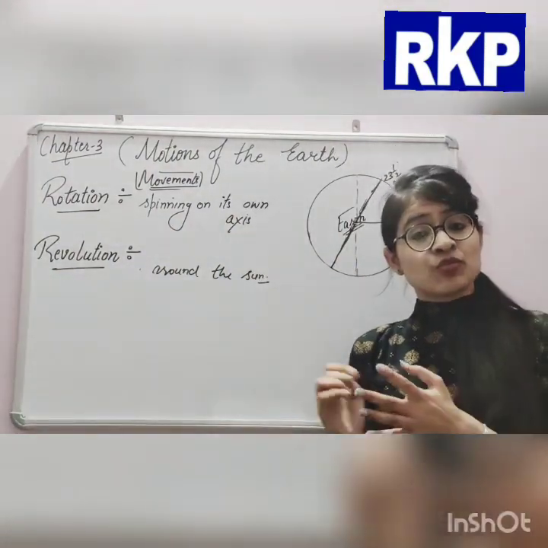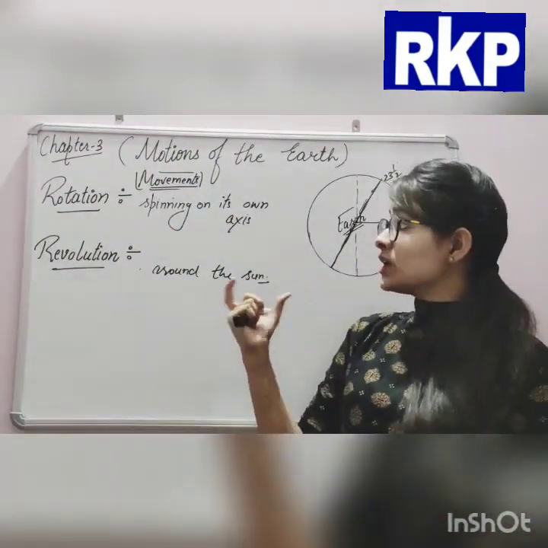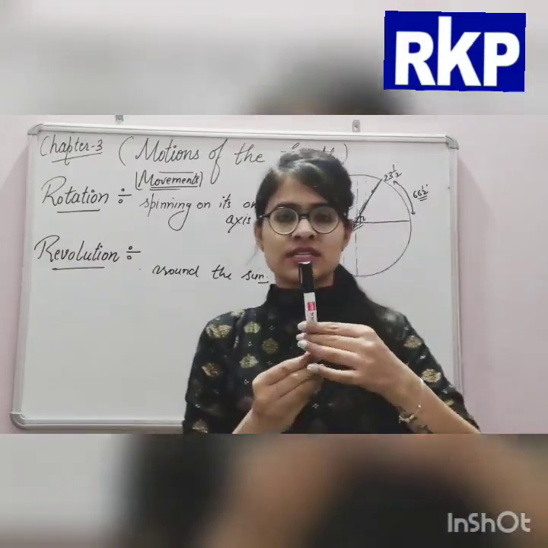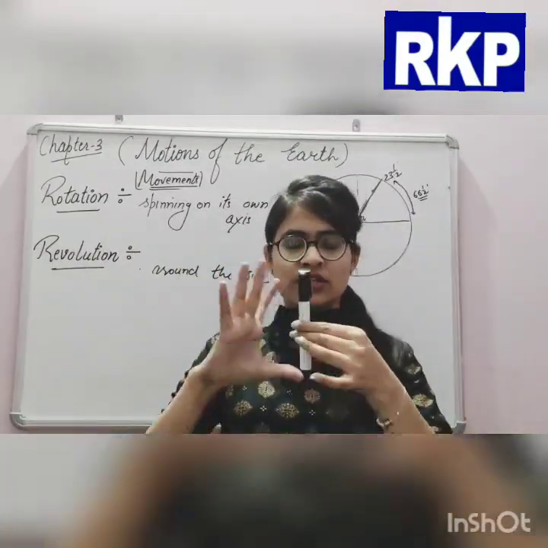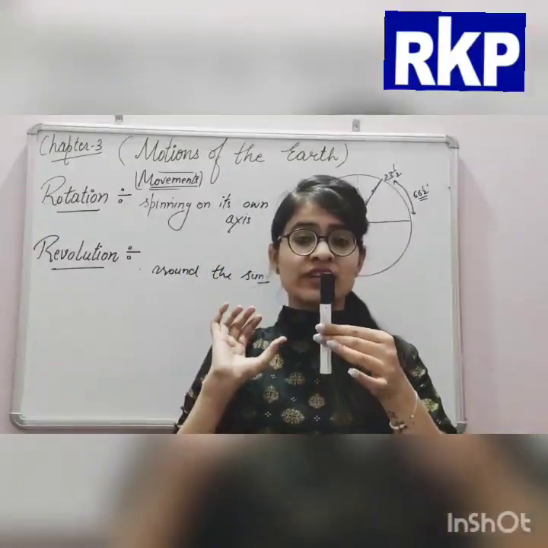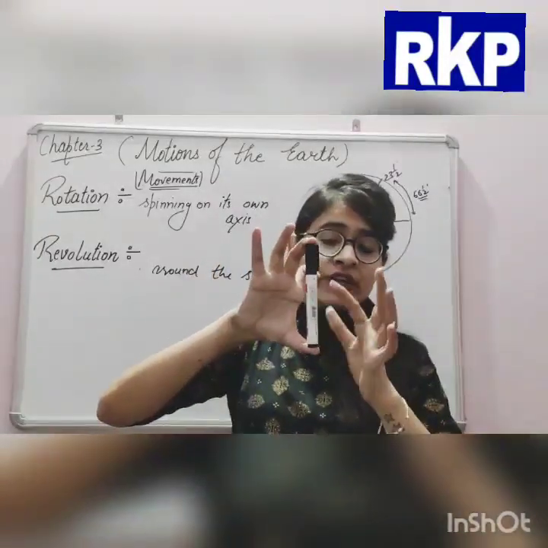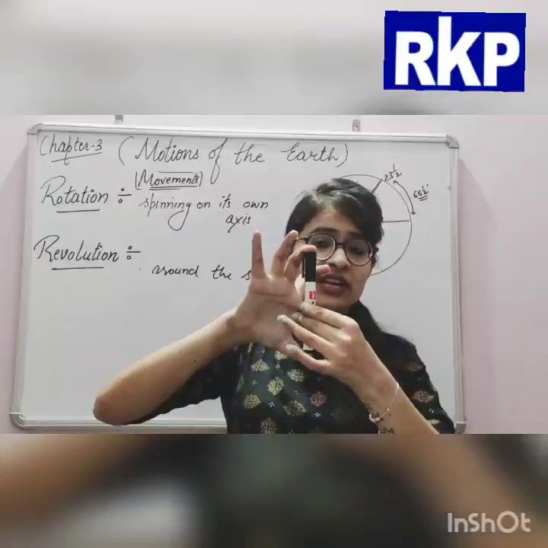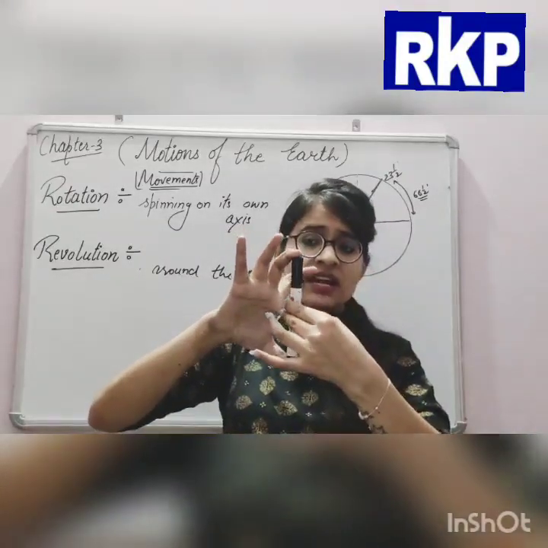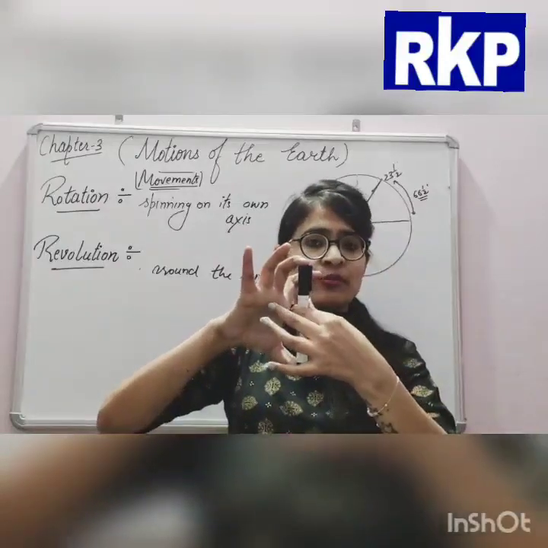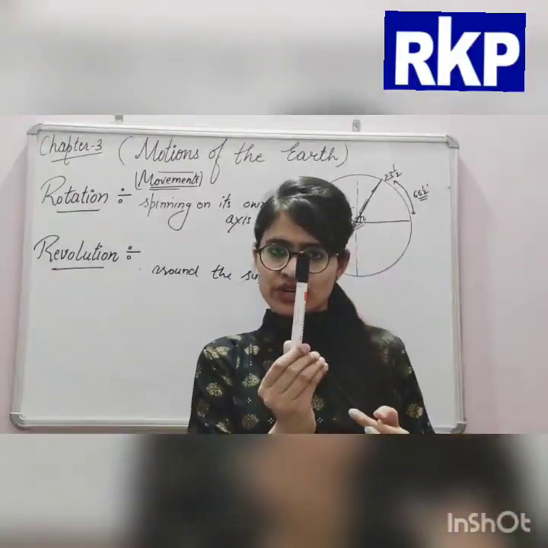Rotation means its movement on its own axis. Suppose this is our earth, or a thing about which we are talking. What will be its axis? The point on which it is rotating will be called its axis. So it will be its axis and it is rotating on this point. This is rotation.